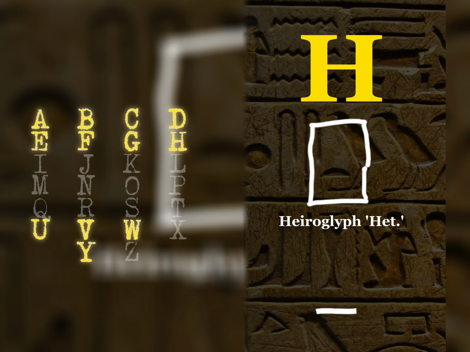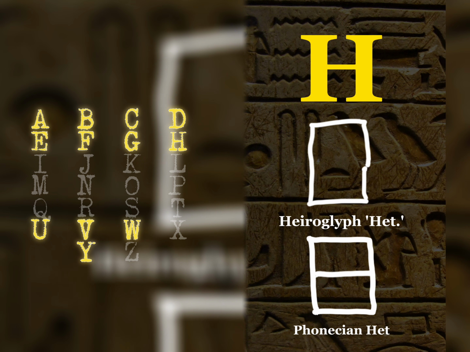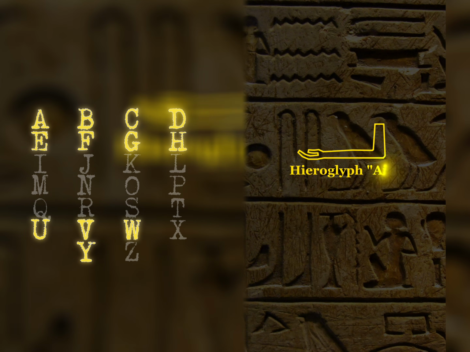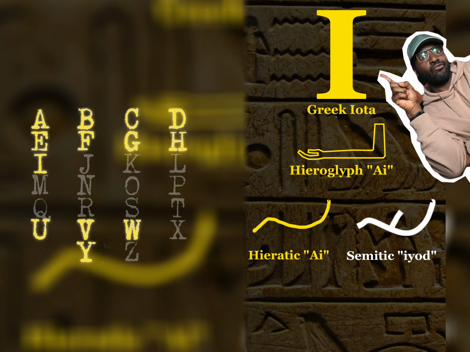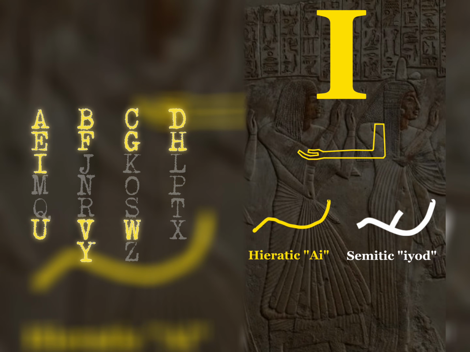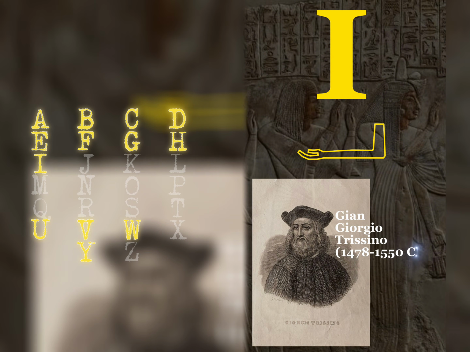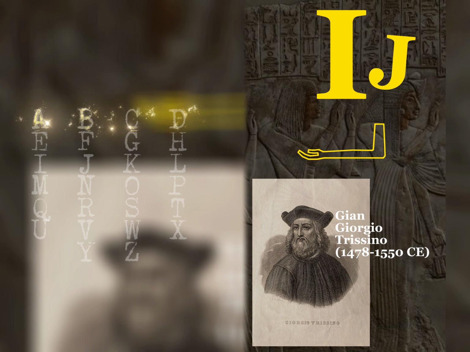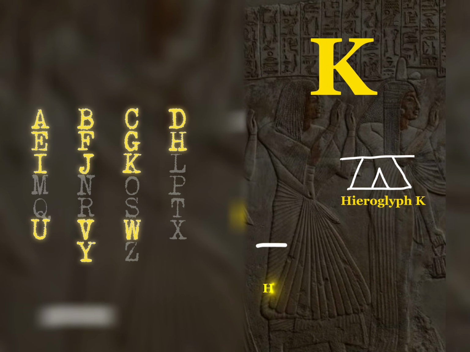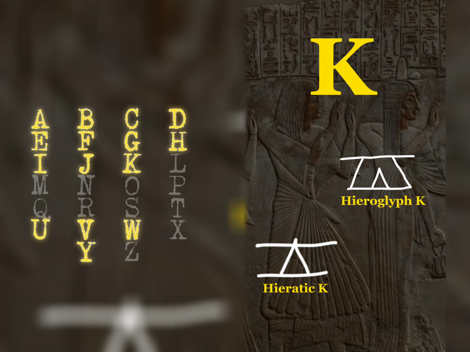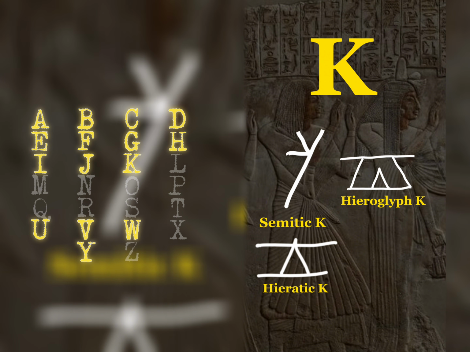This became het with a bar, before it lost 2 sides and became the Greeks' eta. This simple forearm became the Semitic yod, which finally became the Greek iota, which we now call I, which we were happy with until an Italian, Gian Giorgio Trissino, decided he wanted to zhuzh up the language a smidge by adding J to the mix. K, put simply, was a tent that Canaanites stood up and anthropomorphized into a hand, allegedly.